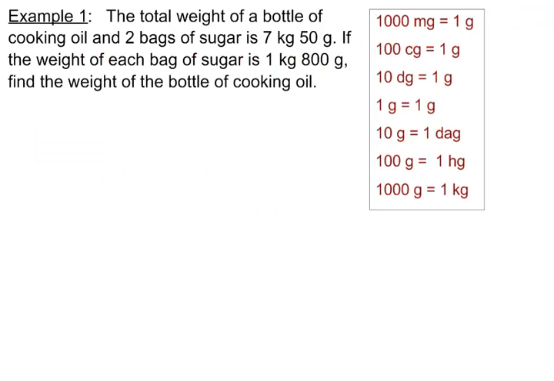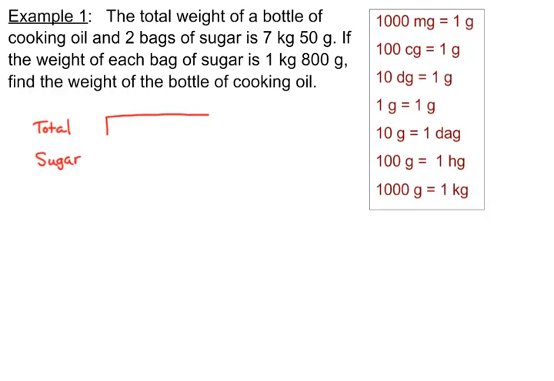So let's go through some teacher solutions and our first example. So we have the total weight of a bottle of cooking oil and 2 bags of sugar is 7 kilograms 50 grams. If the weight of each bag of sugar is 1 kilogram 800 grams, find the weight of the bottle of cooking oil. So in other words, we've got a total weight here. So we're at total. And I'm going to put down the sugar because we know that. We don't know the oil. So I'll just write down sugar for a second.